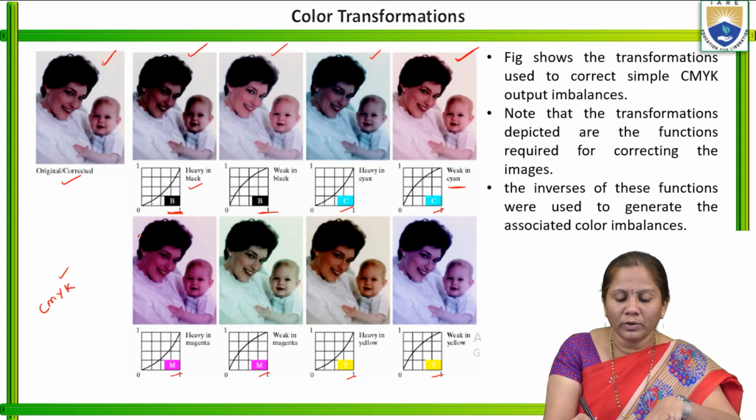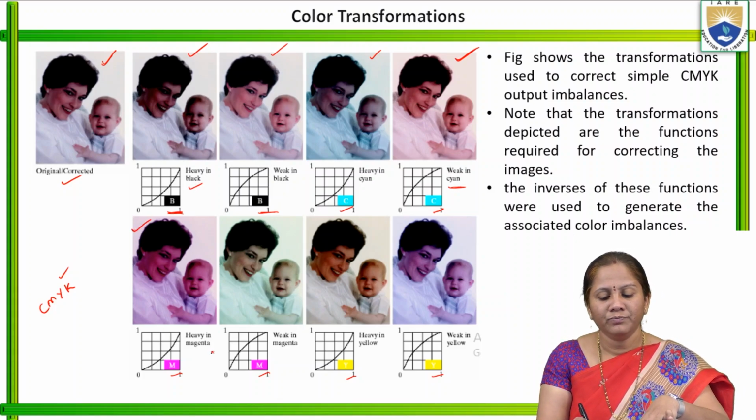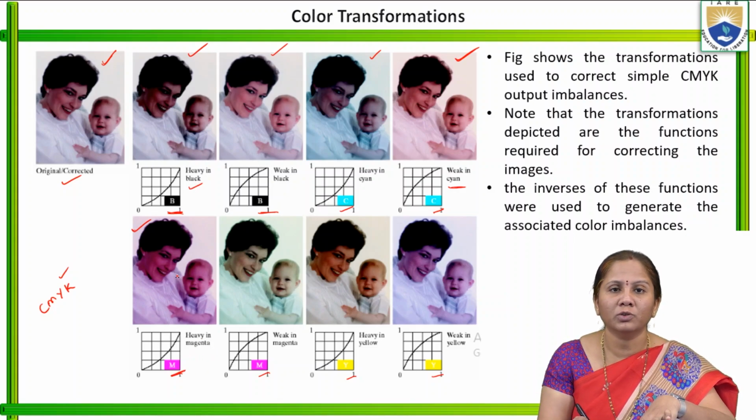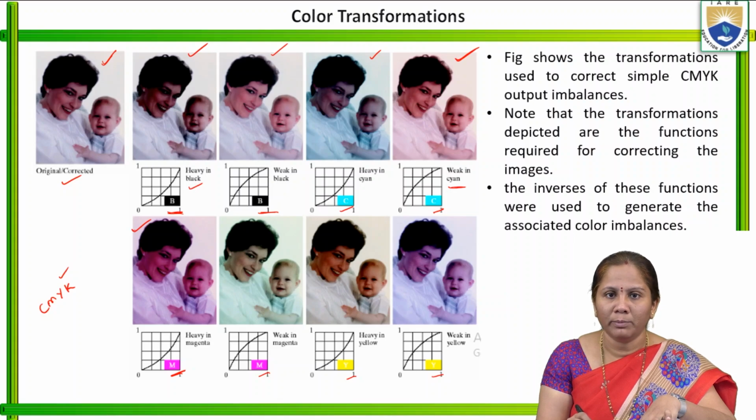And so if you see this image, it is heavy in magenta. So this is the color of magenta, and in the image the magenta color is dominating. And here it is weak in magenta. So somewhat cyan color we are getting. Magenta is not available here. Magenta is weak here.